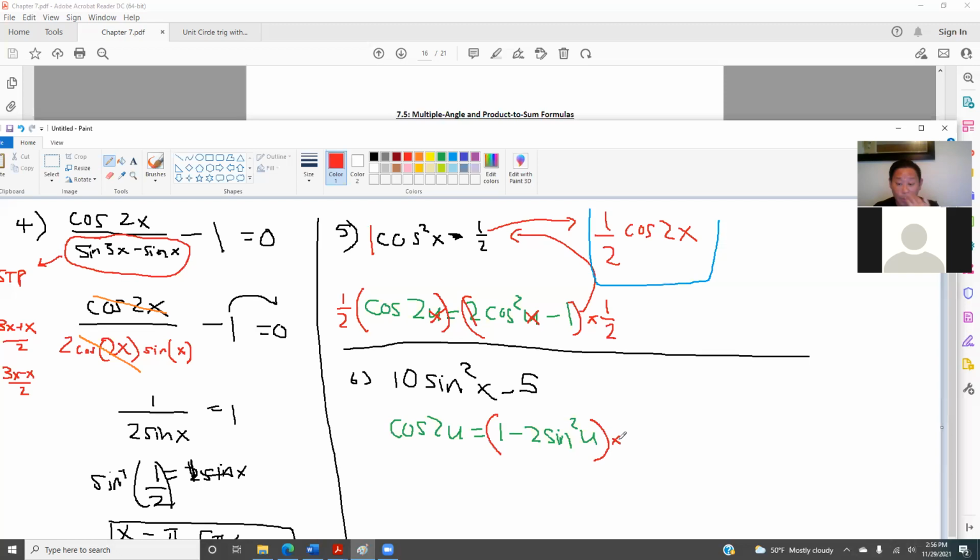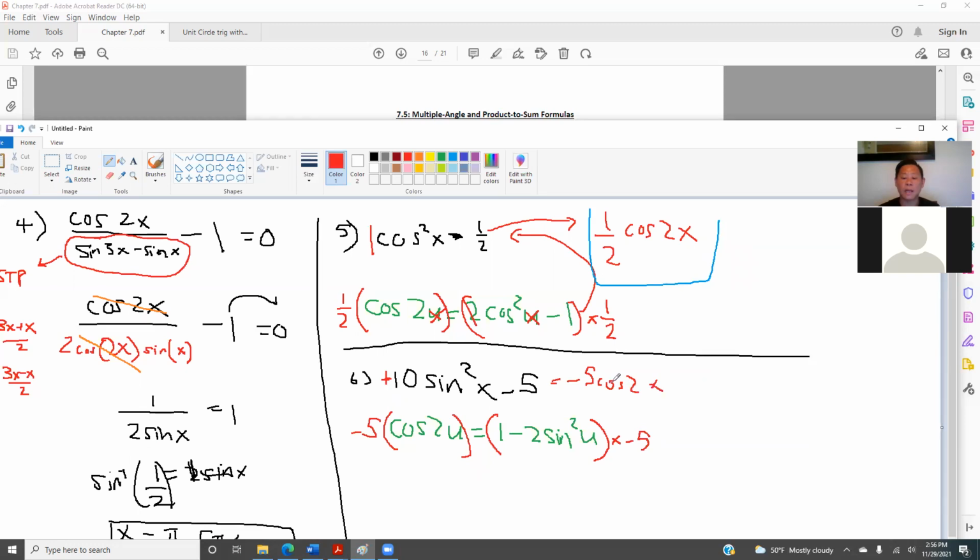So we have to take this and multiply by a number. Can someone tell me what number we multiply here to change the -2 to become a +10 and the 1 to become -5? Anyone? -5. So if you multiply this by -5, this part also has to be multiplied by -5. So your answer in this case will be -5 cosine 2u, or 2x.